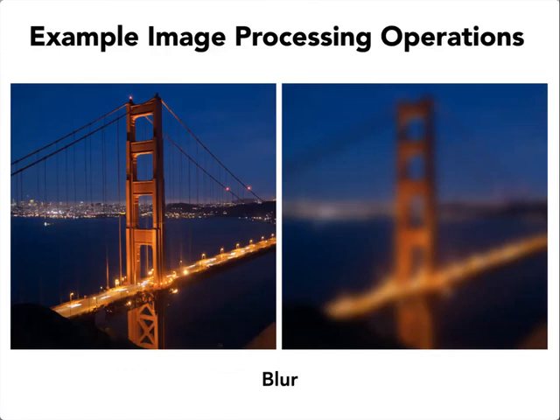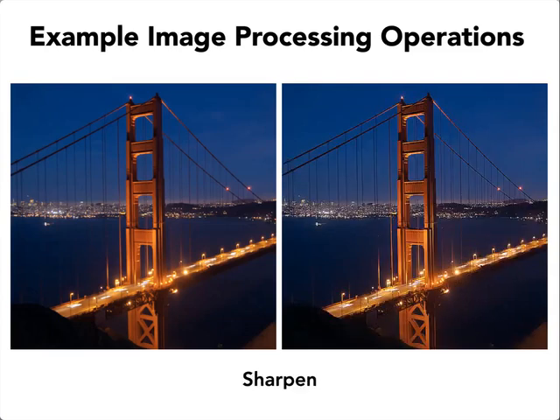I think some of these operations we're very familiar with visually because of the kind of consumer applications in image processing that we all have access to these days. So here are some example image processing operations. Here's a blurring operation. Take an image of the Golden Gate Bridge, pass it through some image processing module that's going to result in a blurred image of the bridge.